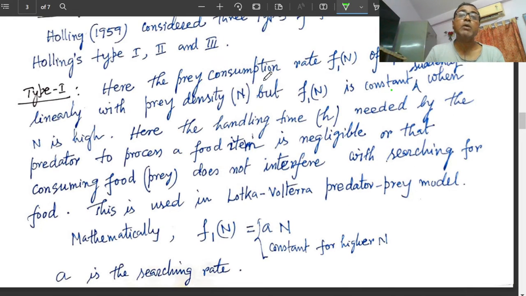Here the prey consumption rate, this f1(n), of prey by predator, increases linearly with the prey density. If prey density increases, then the prey consumption rate by predators also increases. So this is the type 1 functional response. But for certain higher values of n, that is the prey density, this f1(n) is equal to a constant. We will later draw the graph for functional response type 1.